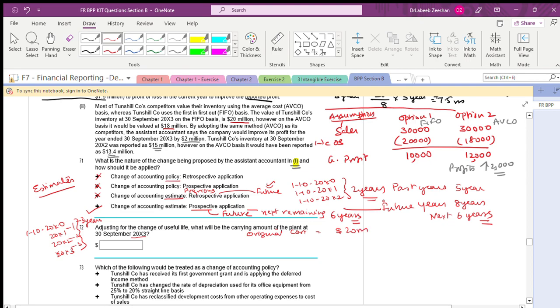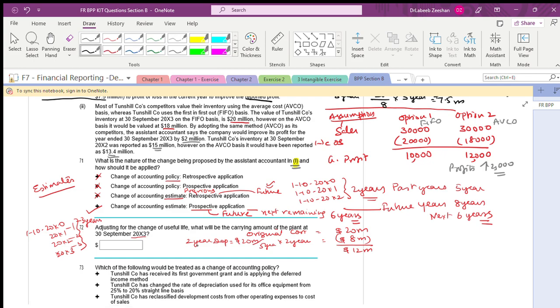Now, already 2 years of depreciation. How have they calculated it? 20 million divided by 5 years into 2 years comes to 8 million. Then it comes to 12 million. This is the carrying amount as on 1/1/2002.